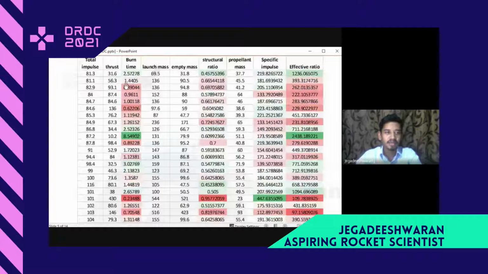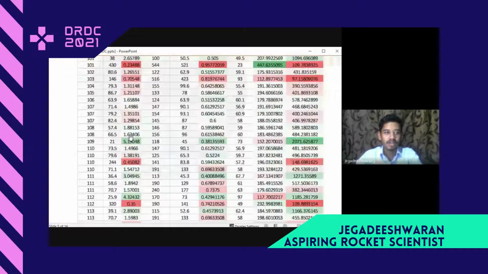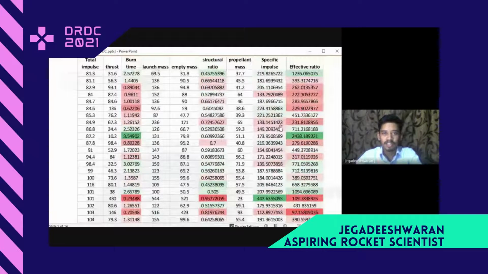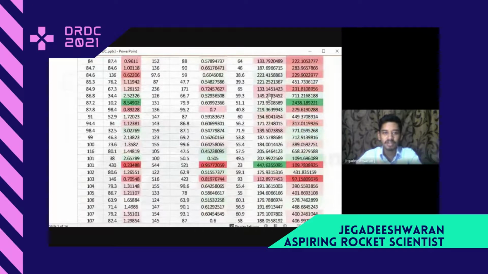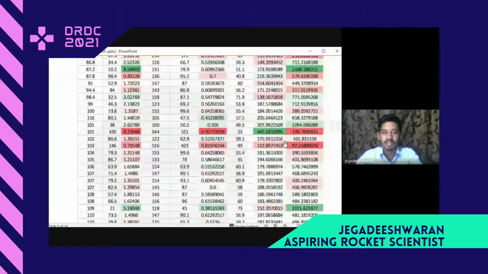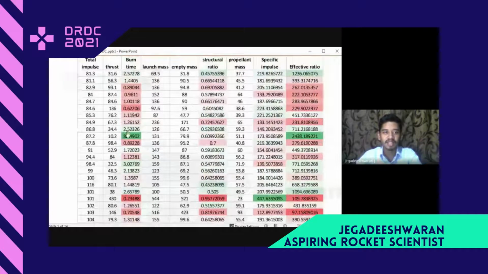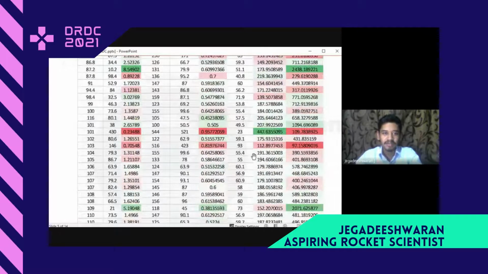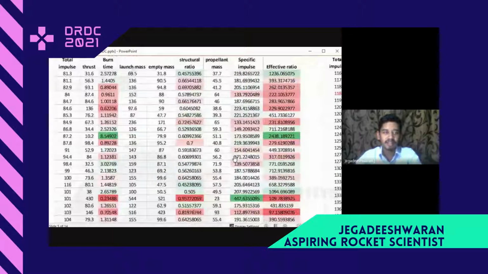Here we need high burn time. So high burn time is marked as green here, 8.5, and the low values are marked as red. For specific impulse, we need high specific impulse, so high specific impulse is marked as green. All the green parameters are good. One motor will have high burn time, another motor will have high specific impulse, right? So we need to have a trade-off between these motors.